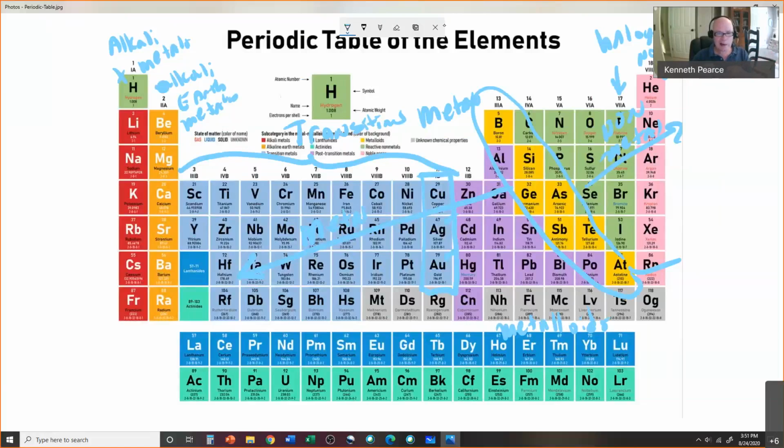Metals you can bend really well. Metalloids you can kind of bend. They'll bend like a record. You know, you can bend them a little bit, but they break at some point. Your nonmetals don't bend at all.